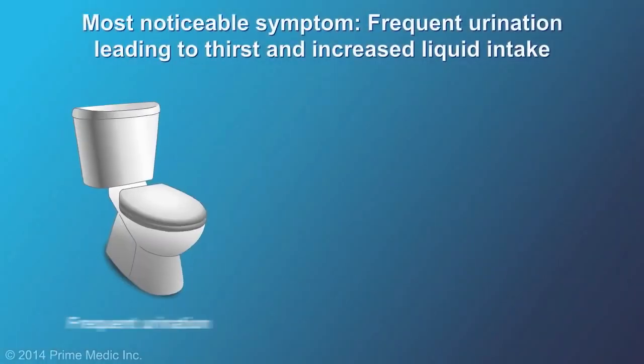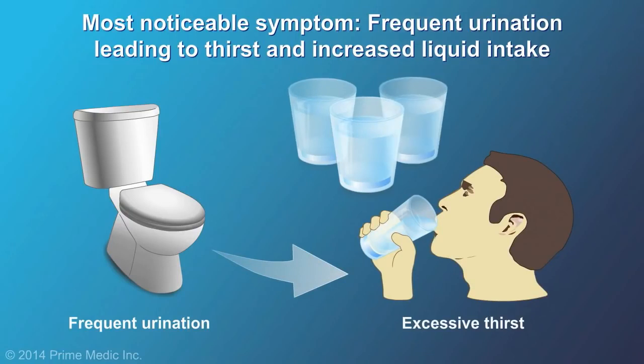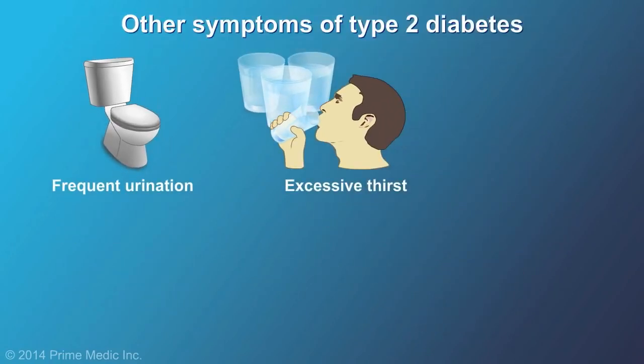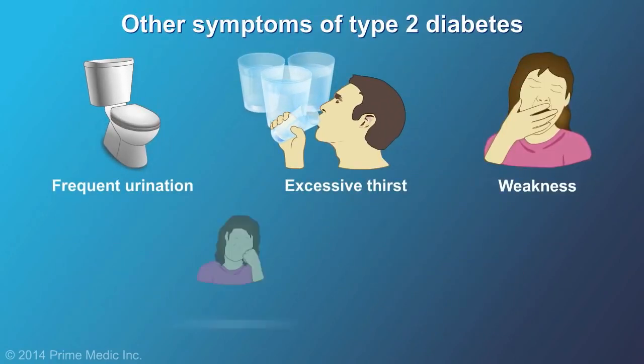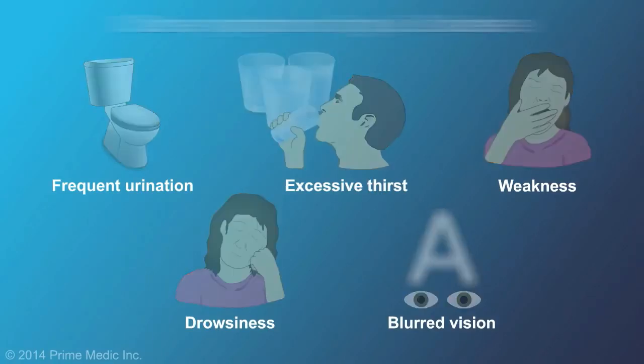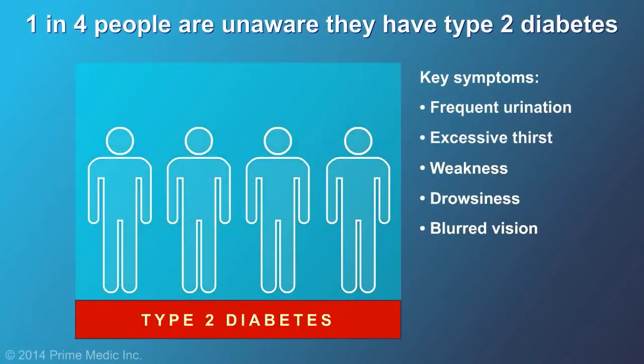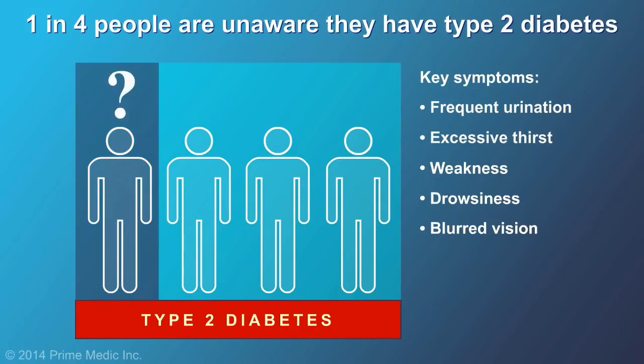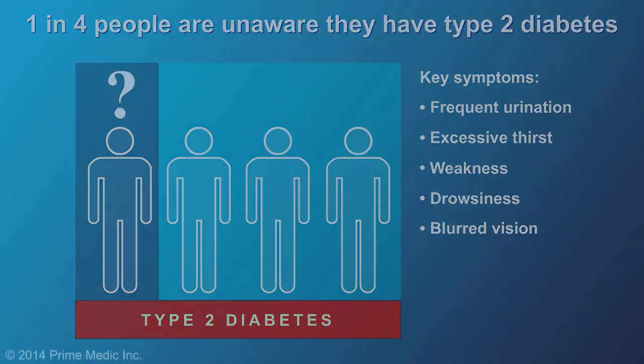The most notable symptom of diabetes is frequent urination and excessive thirst. Other symptoms include weakness, drowsiness, and blurred vision. These are caused by chemical imbalances in the blood related to high levels of blood glucose. About 1 in 4 people with type 2 diabetes are unaware that they have the disease.